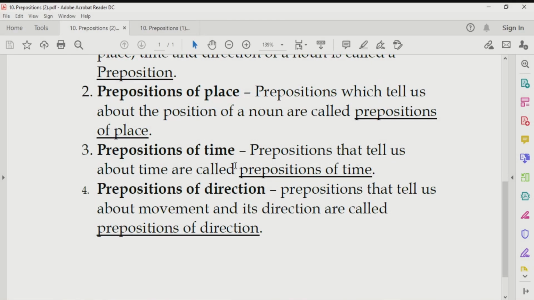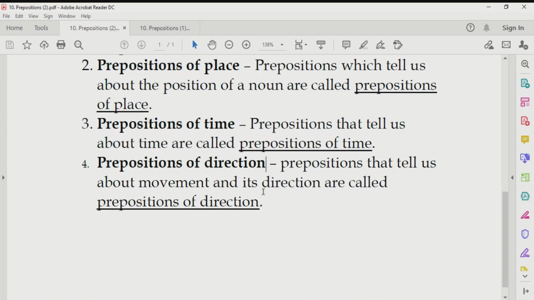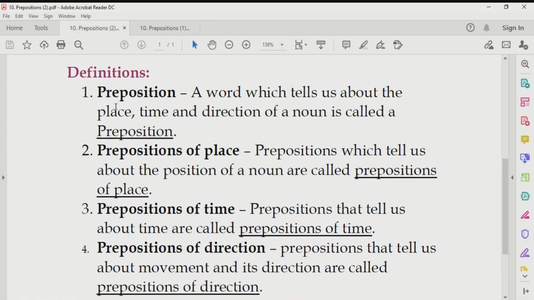Third one, prepositions of time. Prepositions that tell us about time are called prepositions of time. Second, third, very easy to understand. Fourth one, prepositions of direction. Prepositions that tell us about movement and its direction. Movement means a thing is moving, and in which direction, that means in which way it is going, left, right, up, down, whatever, are called prepositions of direction. So we are done with our 4 definitions.